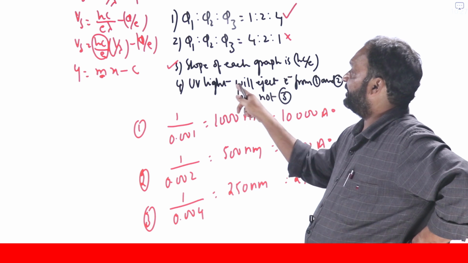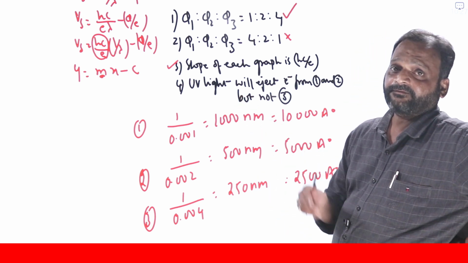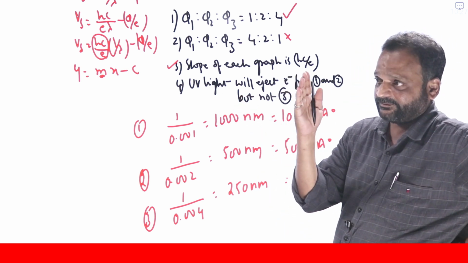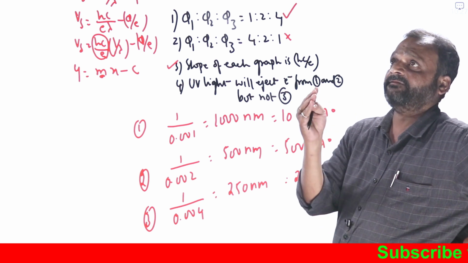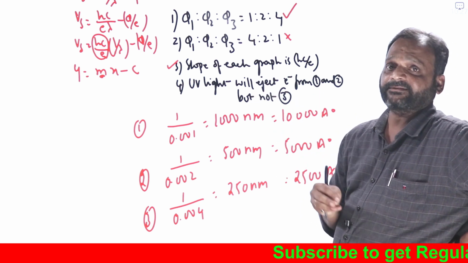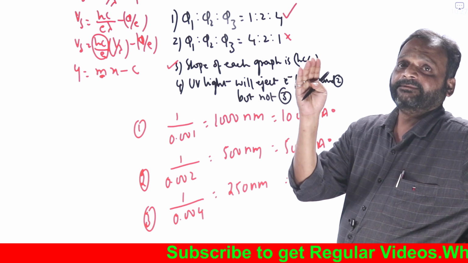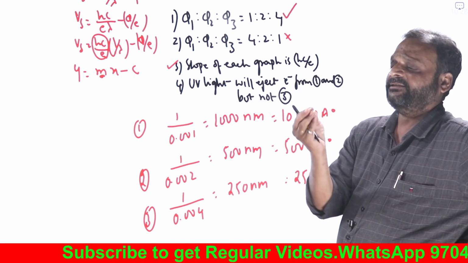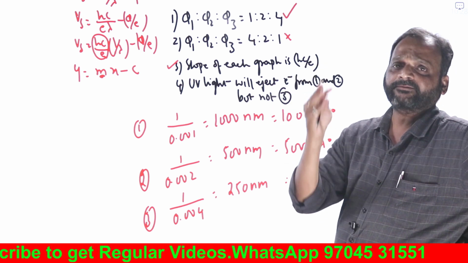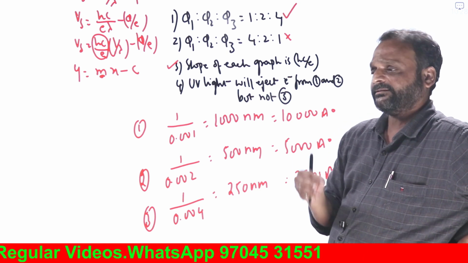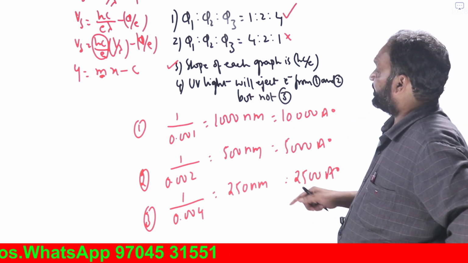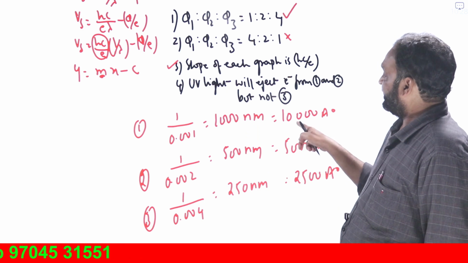The question is saying UV light photons. Means what? Wavelengths less than visible light is UV light. Visible light wavelengths are from 3500 to 7000 angstroms. So UV light photons means less than 3500. Usually UV light in our minds will be 1000, 2000 angstroms, 3000 also. So anything less than 3500.